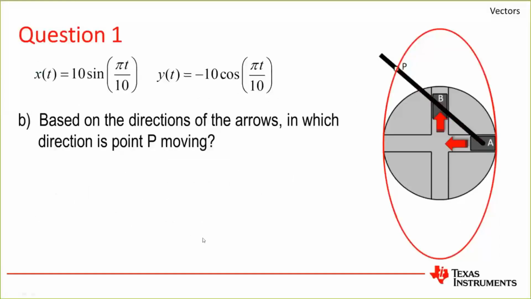Based on the direction of the arrows, in which direction is point P moving? So we see that block A is about to move to the left, block B is on its way upwards. So you could draw some diagrams, and depending on the amount of marks this question is worth, it's something like this, usually only 1 mark, unless it's requiring an explanation.